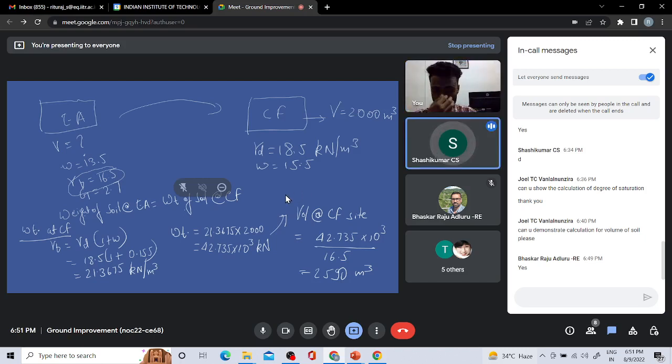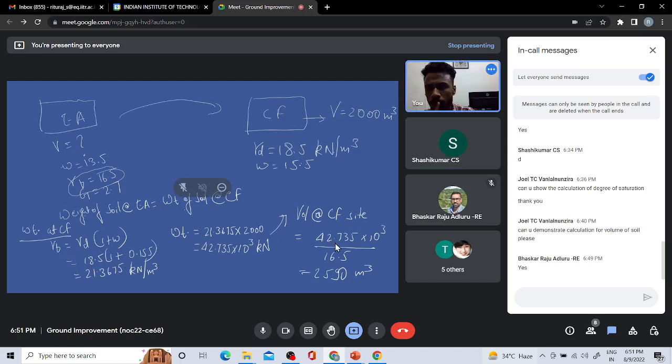No, sir. What I am asking is about the volume required in the borrow area. I mean, the volume we bring from the borrow area should be higher when compared to this 2000. But you calculated using this gamma D of compacted soil. Will that be the same?